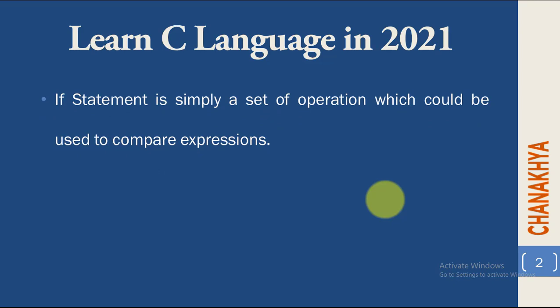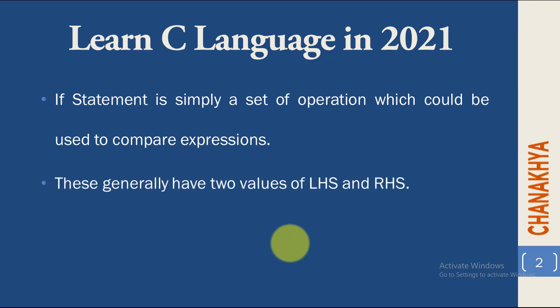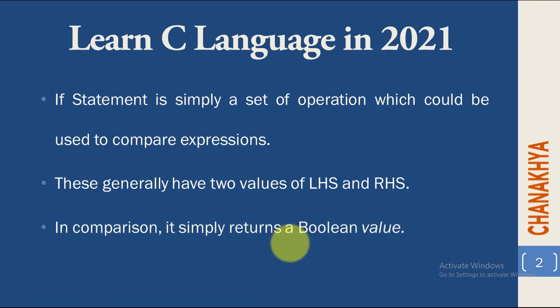The if statement is simply a set of operations used to compare an expression. We must write the expression and compare it, and on the basis of that expression we write some set of code. Generally these have two values, a left hand side and a right hand side, and we make the comparison between them. After the comparison, the value returned by this statement is of type Boolean, which means it will return either true or false.